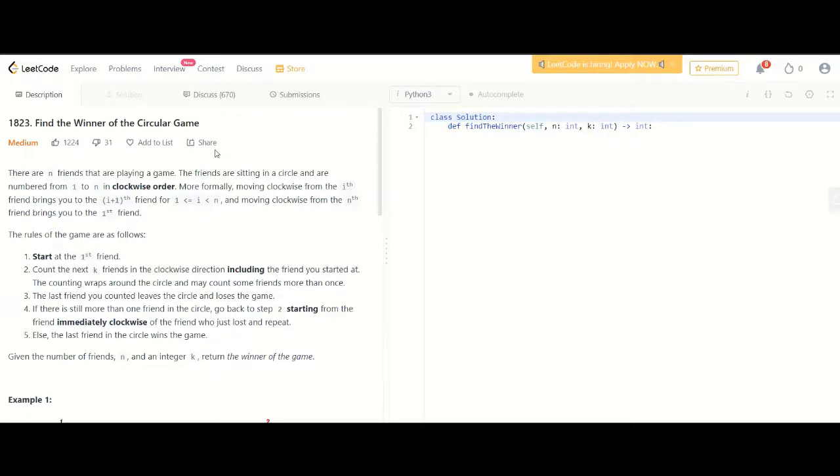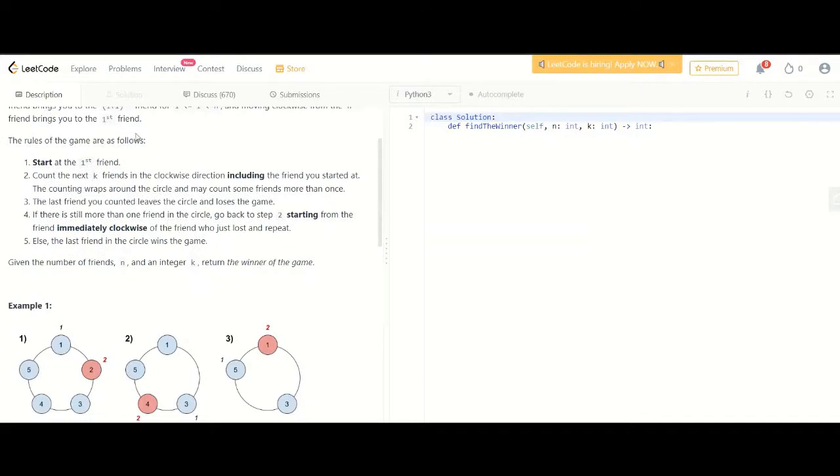So the problem statement says that there are n friends that are playing a game. The friends are sitting in a circle and are numbered from 1 to n in clockwise order. More formally, moving clockwise from the ith friend brings you to the i plus 1th friend for i ranging between 1 and n, and moving clockwise from the nth friend brings you to the first friend.